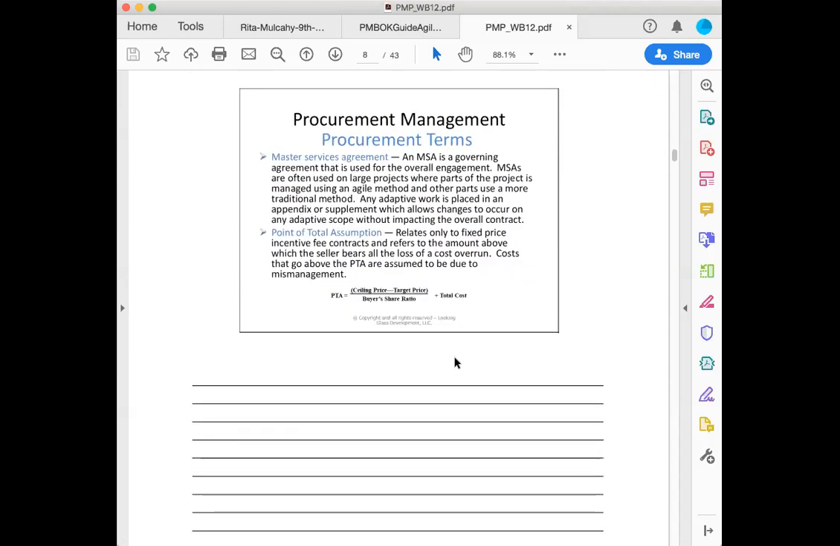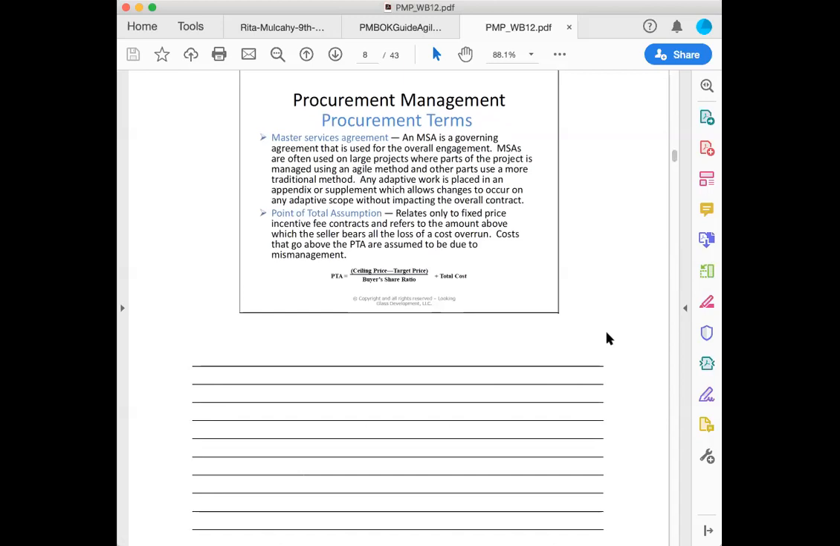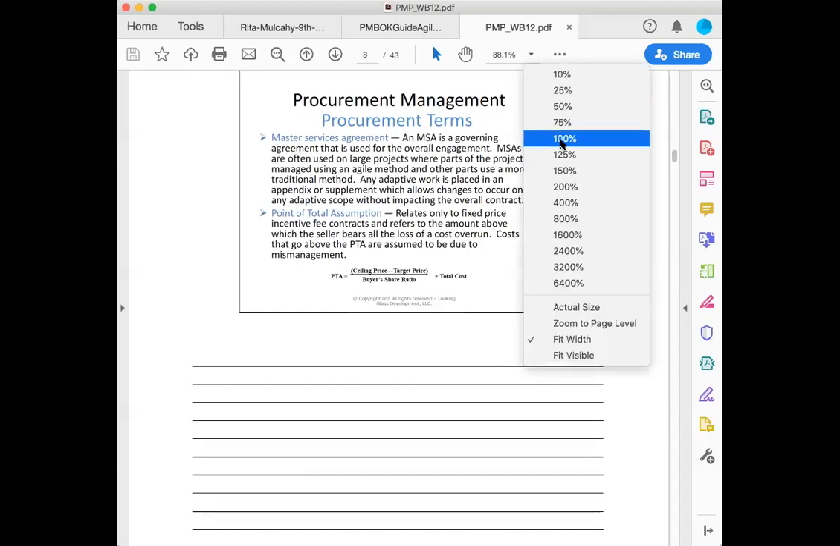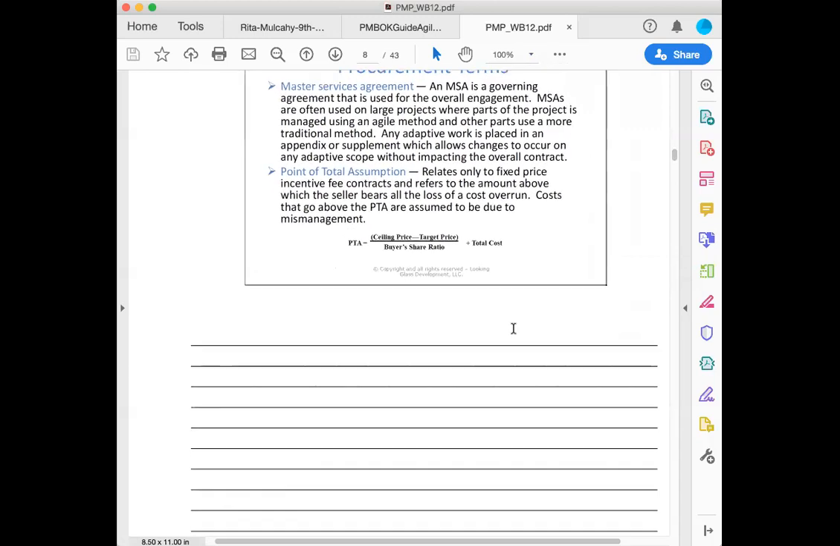Master service agreement is an agreement that's used for overall engagement, usually on a large project. Any adaptive work is placed in an appendix or supplement, which allows changes to occur on any adaptive scope without impacting the overall contract. Point of total assumption relates only to fixed price and incentive fee contracts, and refers to the amount above which the seller bears all the loss of a cost overrun. I hope that y'all can see that formula. See, 100%, okay? PTA are assumed due to mismanagement.